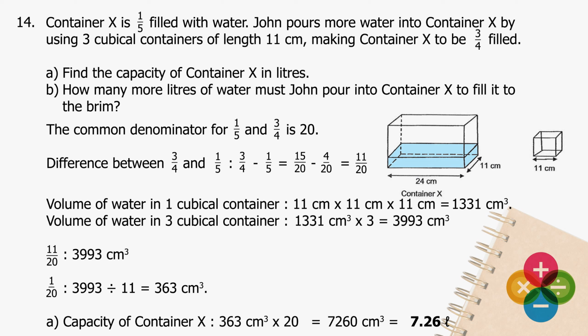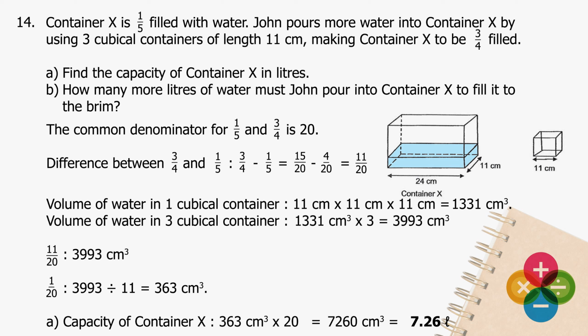The volume of water in 3 cubical containers will be multiply 1331 cm³ by 3, and the product is 3993 cm³. 11/20 is equal to 3993 cm³. 1/20 will be divide 3993 cm³ by 11, and the quotient is 363 cm³. Capacity of container X will be multiply 363 cm³ by 20, and the product is 7260 cm³.